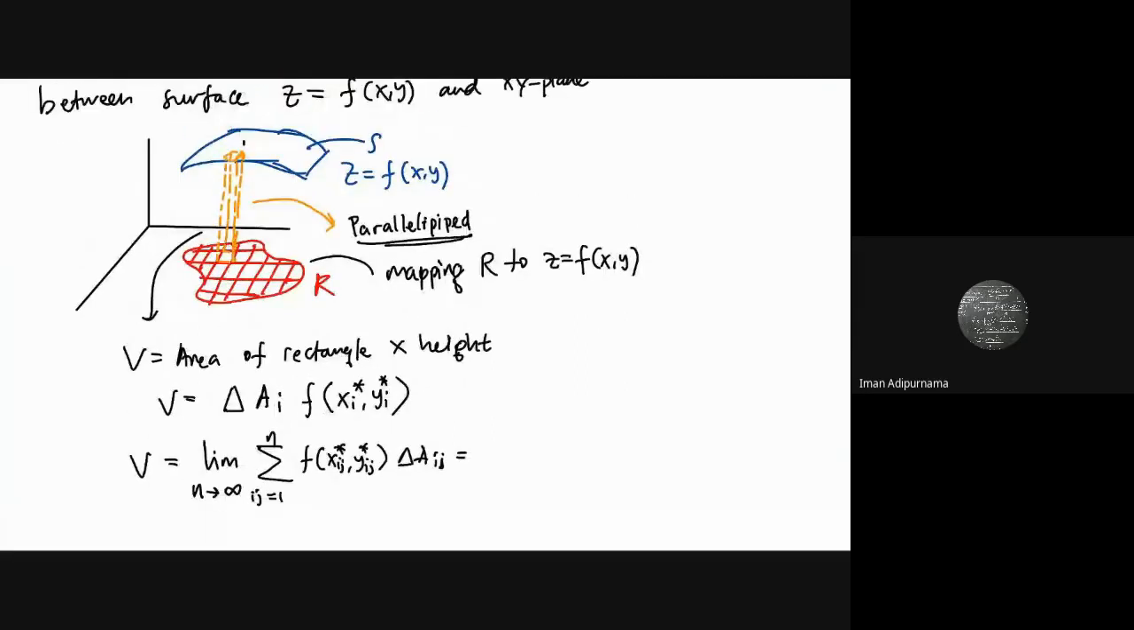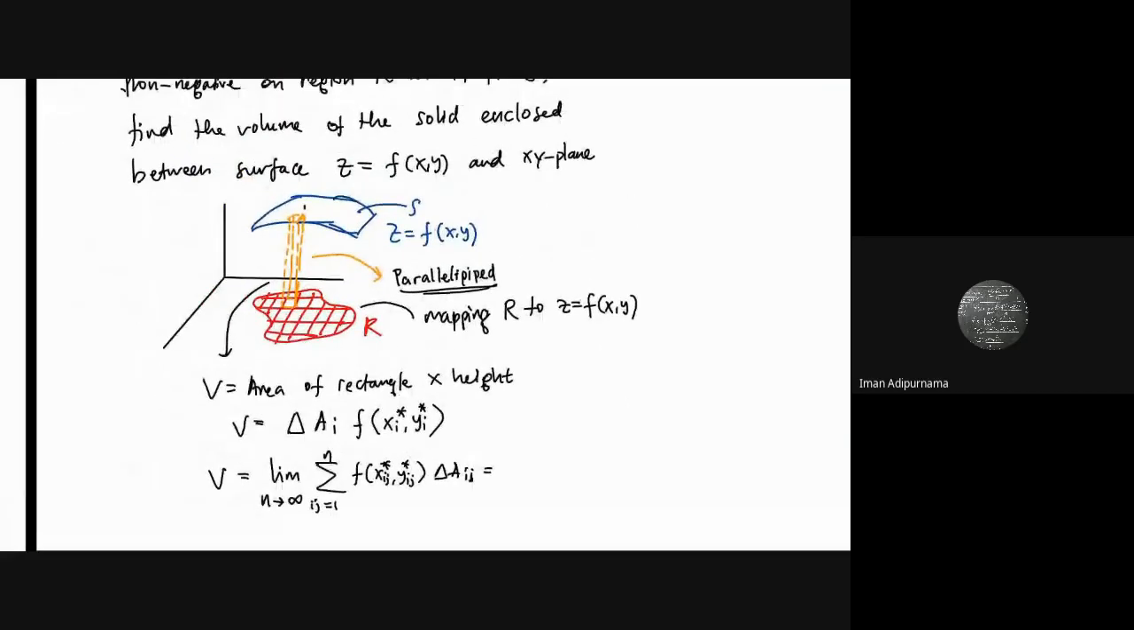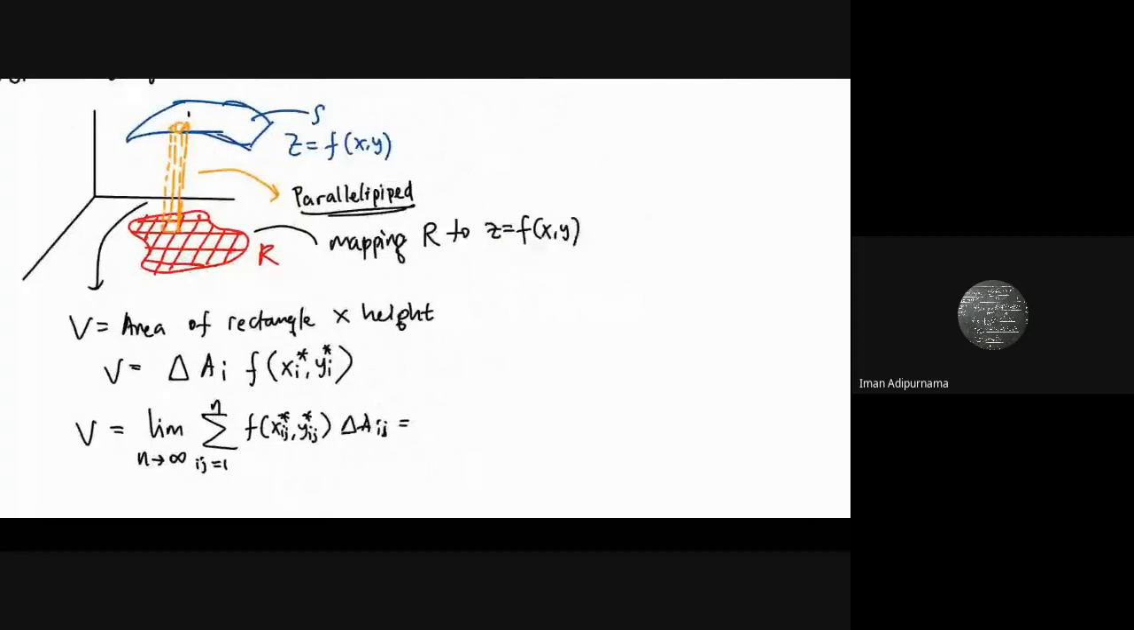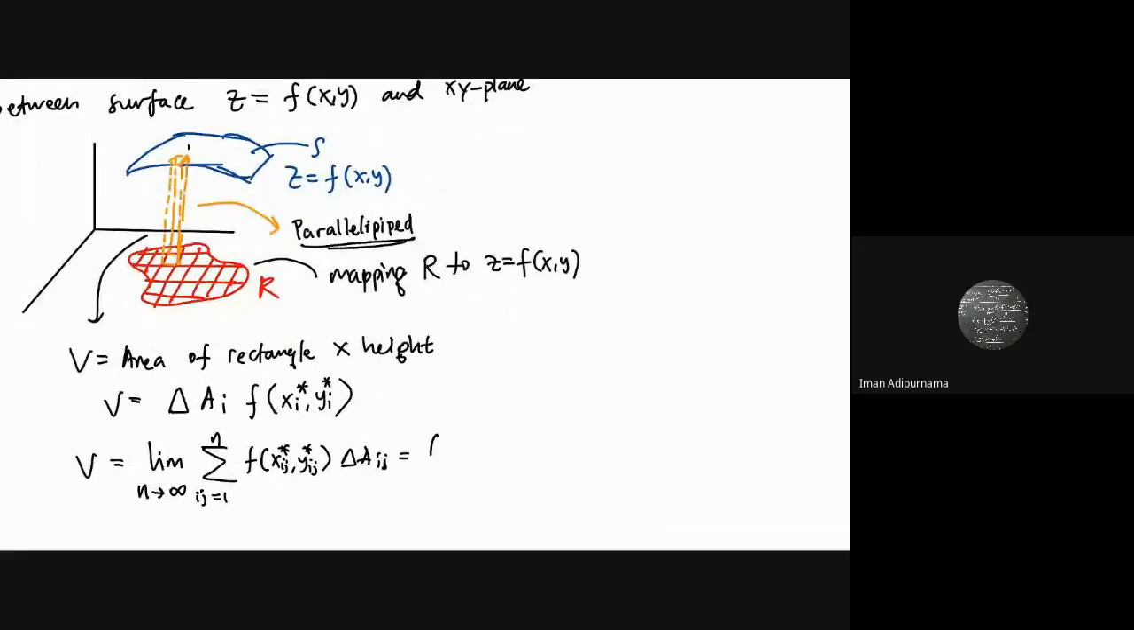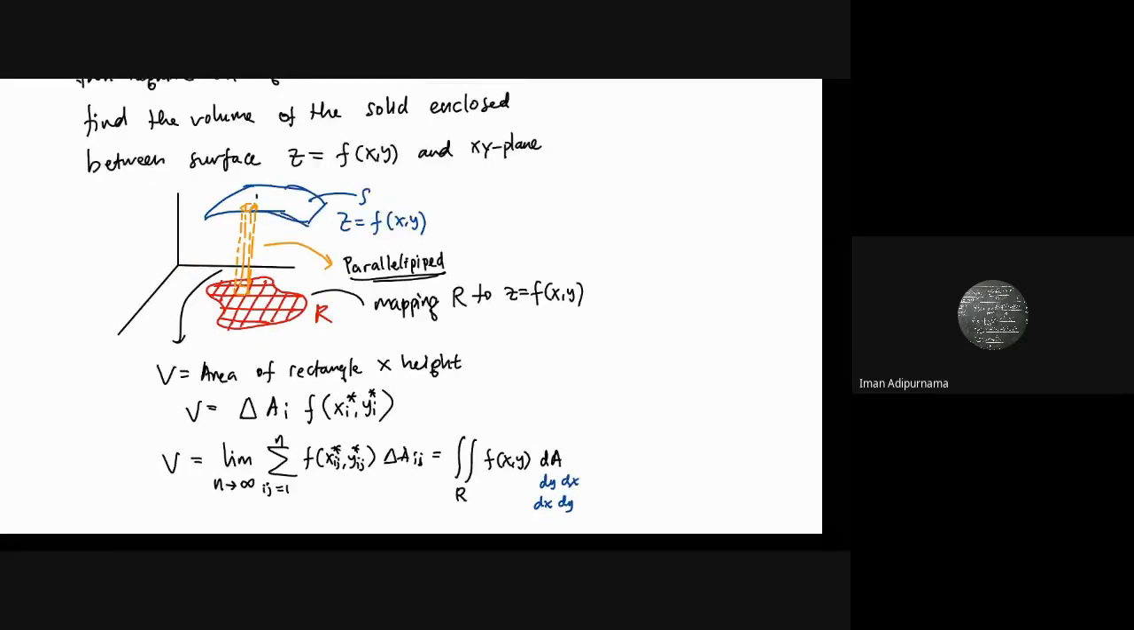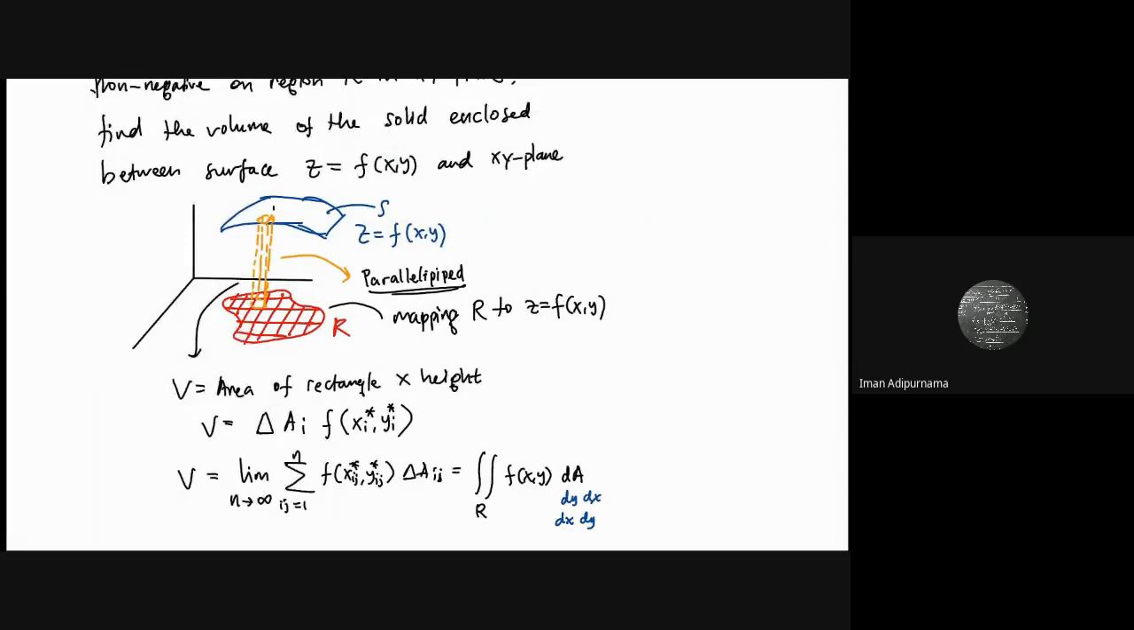And long story short, I will explain more details later, but you can write this in terms of a double integral over region R of your function, and then this will be dA. This can be dy dx or dx dy, depending on your observations. But this will be explained next week.